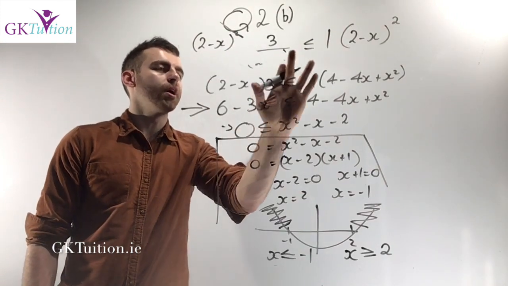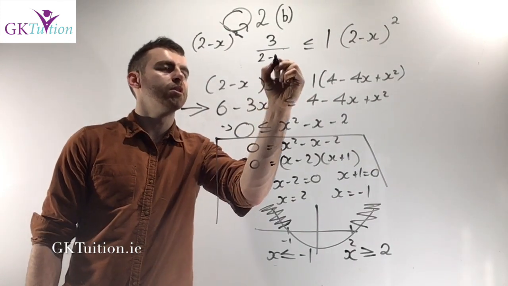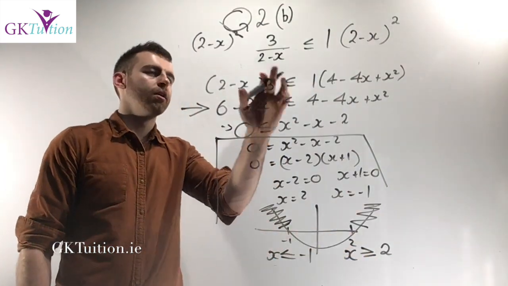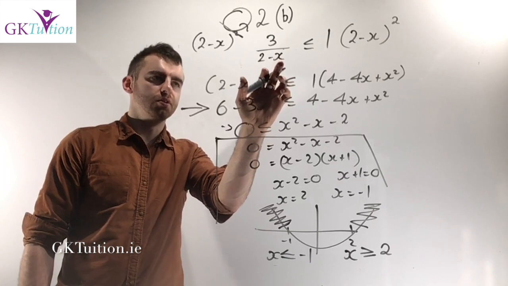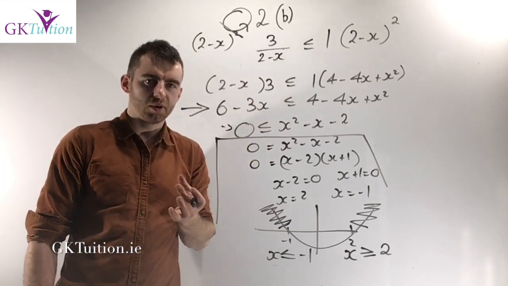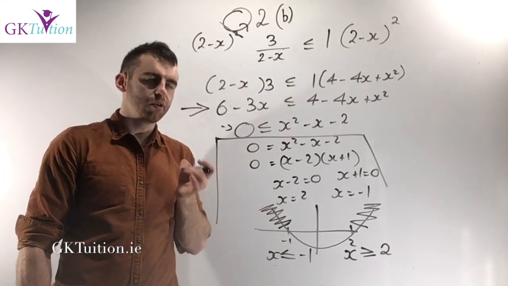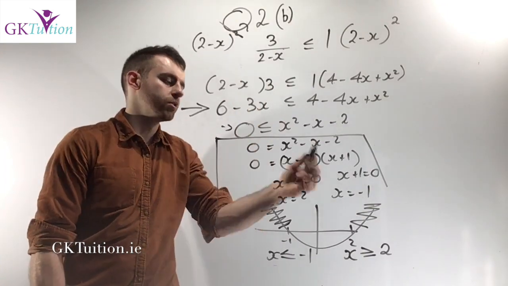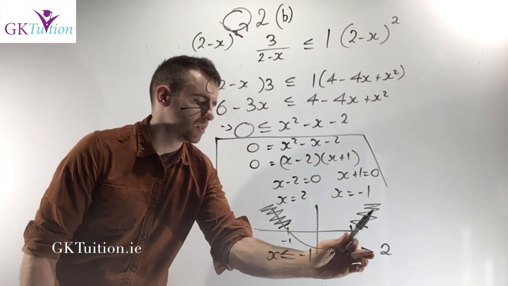In the original question, on the bottom of the fraction, you had 2 minus x. If x is equal to 2, I'd be subbing in 2 minus 2. The bottom of this fraction would be a 0. You are not allowed to have a 0 on the bottom of a fraction. It's undefined or it's infinity. So x cannot be equal to 2.